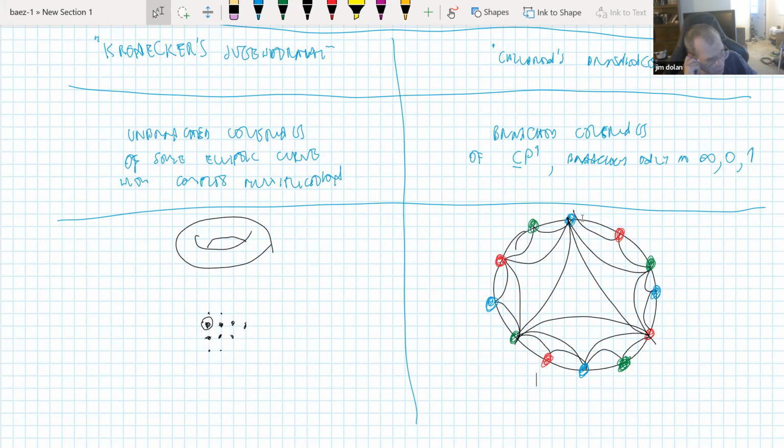If I can get this to work, it would be very nice in a lot of ways. One thing it would do is help to explain how the Jugendtraum works.